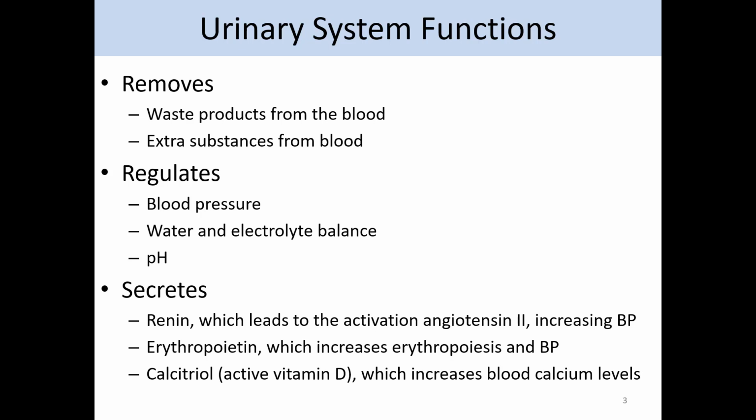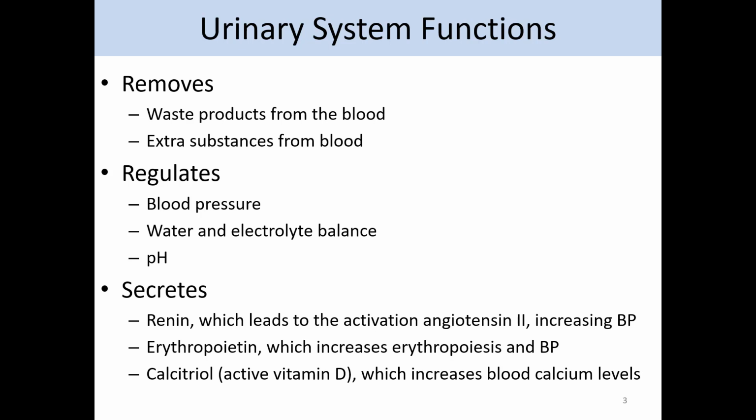The kidneys also secrete erythropoietin, and we learned about this also in our cardiovascular system unit. Erythropoietin is a hormone that tells the bone marrow cells to make more red blood cells. When we make more red blood cells, we increase blood viscosity, which will also increase blood pressure.